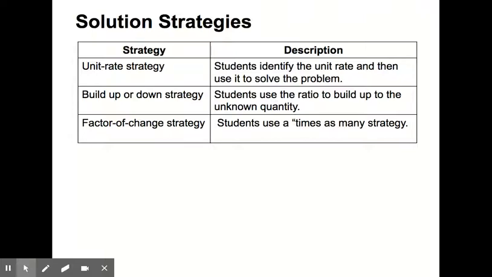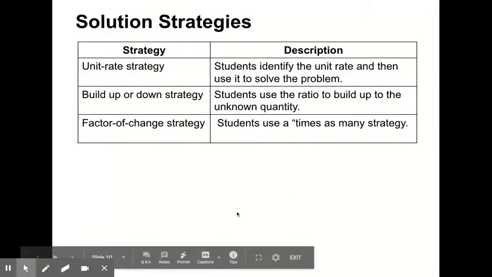This is when students identify the unit rate and then use it to solve the problem. The build up or build down strategy. This is when students use the ratio to build up or down to the unknown quantity. And then there's the factor of change strategy. This is when students use a times as many strategy. They identify what the connection is between the two parts of a ratio and then apply that to unknown parts of other ratios that are equivalent.